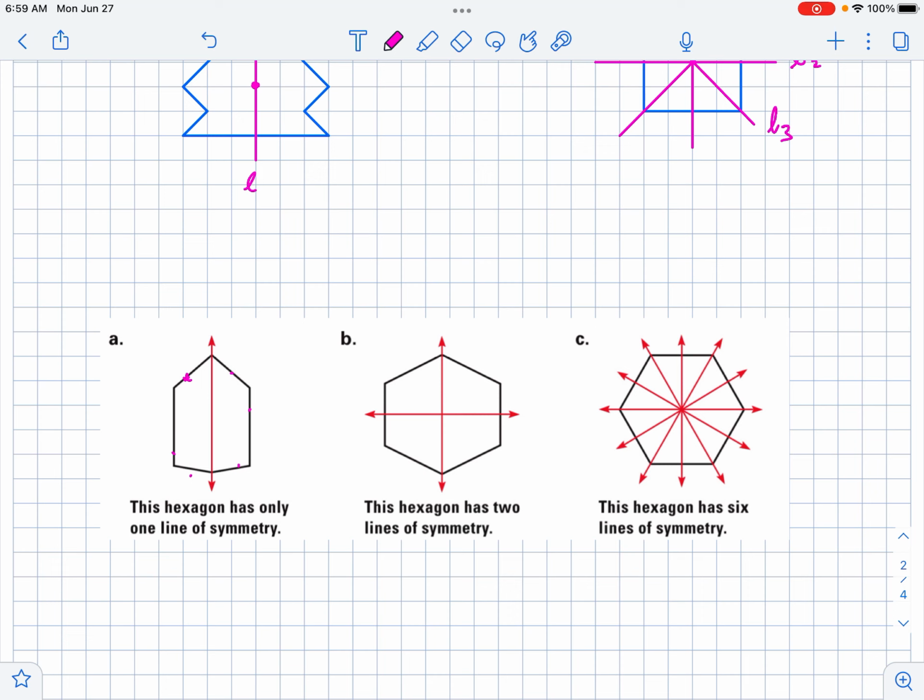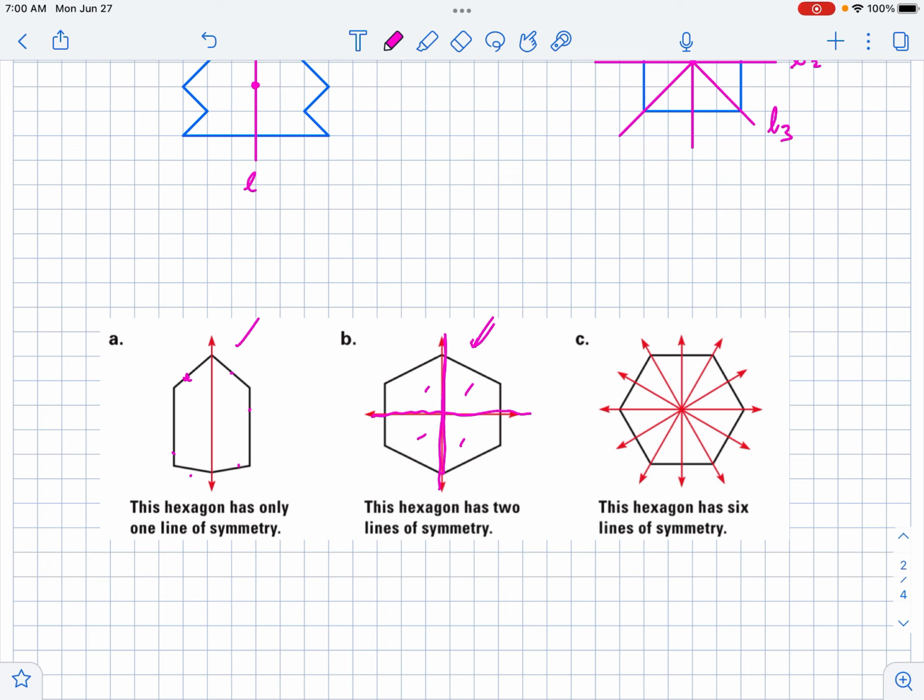Now let's look at another hexagon. This one right here. There are 4 lines of symmetry here. I mean, I said 4, I meant 2. There's 1 here and 2 here. 2 lines of symmetry. You can fold it here, or you can fold it here. I think I said 4 because I was looking at these things. 2 lines of symmetry.